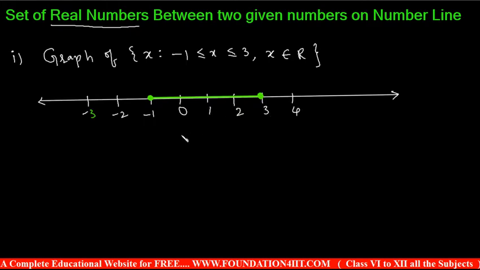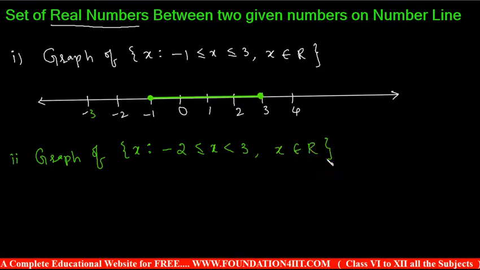Let us see one more, where one end is not included. This is a graph of x such that -2 is less than or equal to x, and x is less than 3, and x belongs to the real numbers. If it were natural numbers, whole numbers or integers, there would be only particular numbers, but because of the real numbers, every number should be counted.